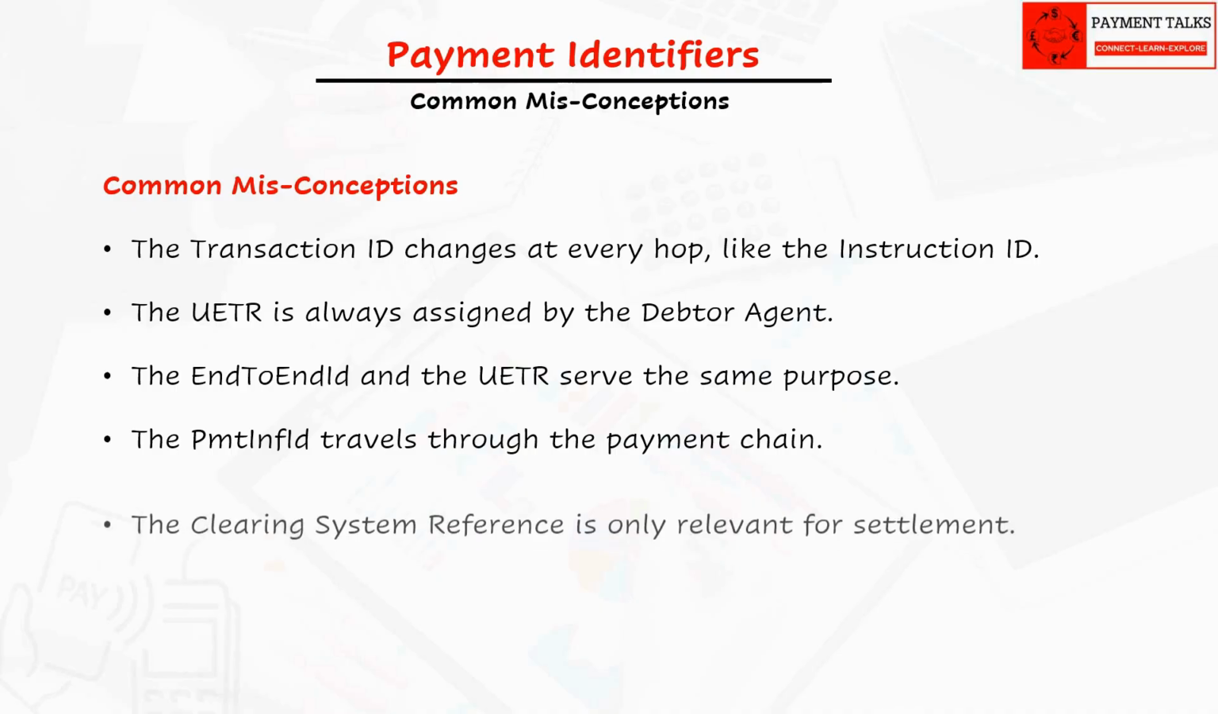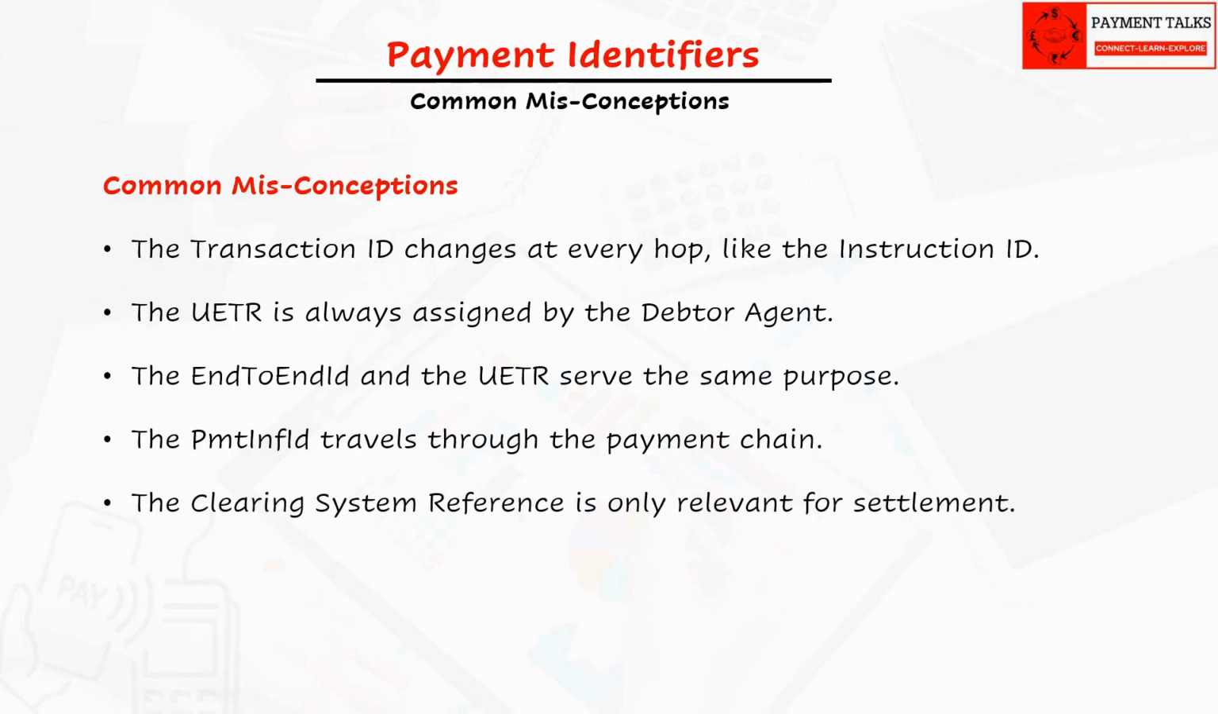Next, the clearing system reference is only relevant for settlement. The clearing system reference is also critical for payment operations and reconciliations. Both the sending bank and the receiving bank in a clearing-settled payment receive and use the clearing system reference. The sending bank via acknowledgement or reporting messages. The receiving bank in the PACS.008 it receives from the clearing infrastructure.